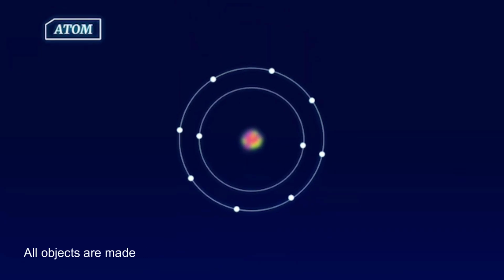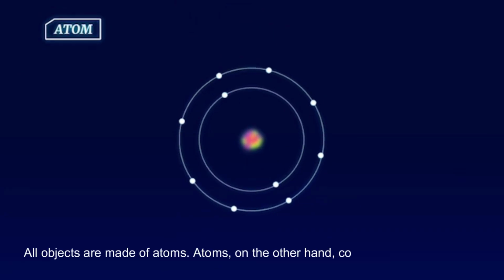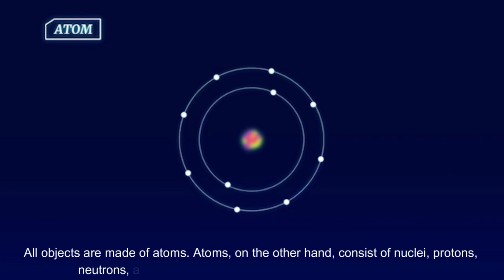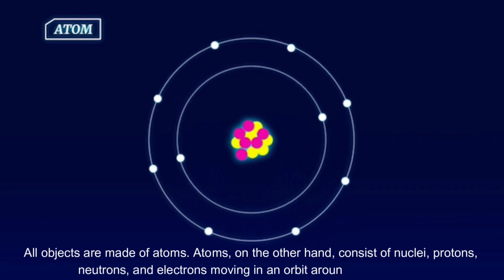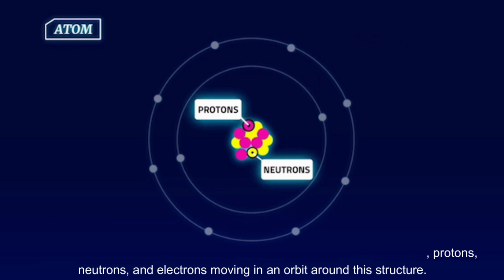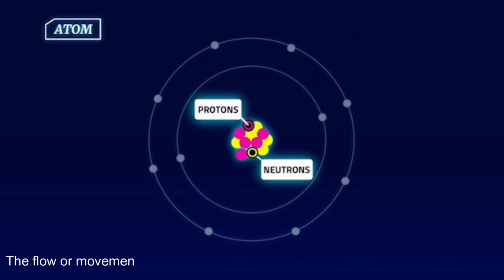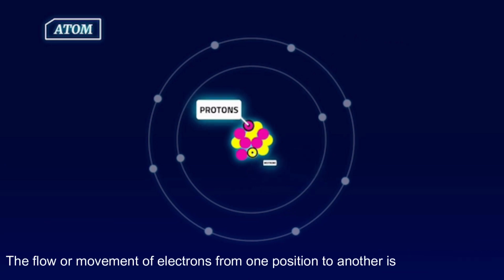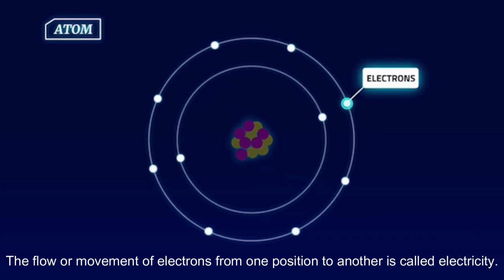All objects are made of atoms. Atoms, on the other hand, consist of nuclei, protons, neutrons, and electrons moving in an orbit around this structure. The flow or movement of electrons from one position to another is called electricity.